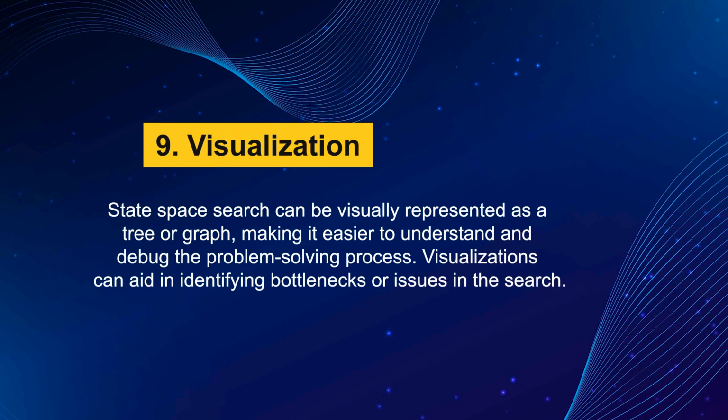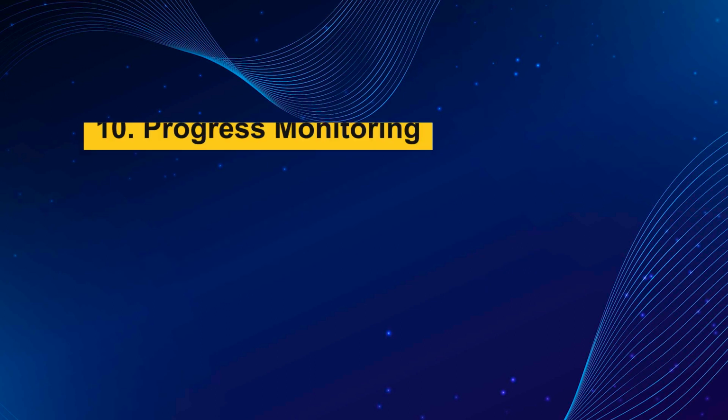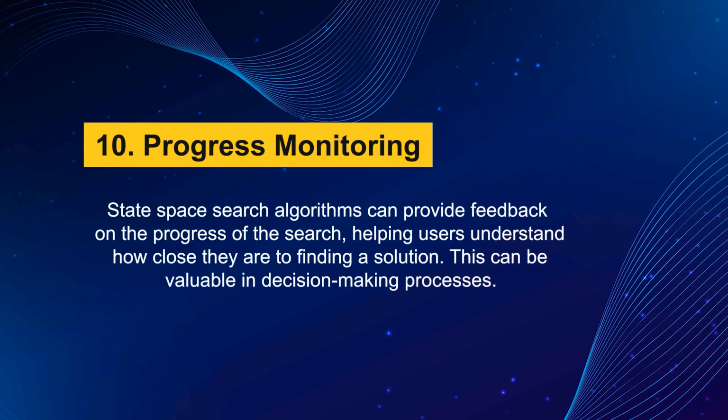Next is visualization. State space search can be visually represented as a tree or graph, making it easier to understand and debug the problem solving process. Visualization can aid in identifying bottlenecks or issues in the search. Next is progress monitoring. State space algorithms can provide feedback on the progress of the search, helping users understand how close they are to finding a solution. This can be valuable in decision making processes.